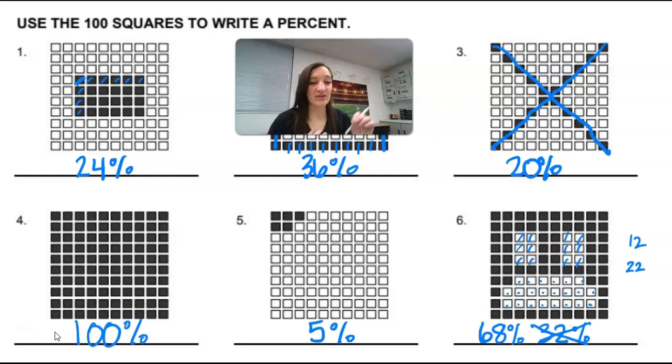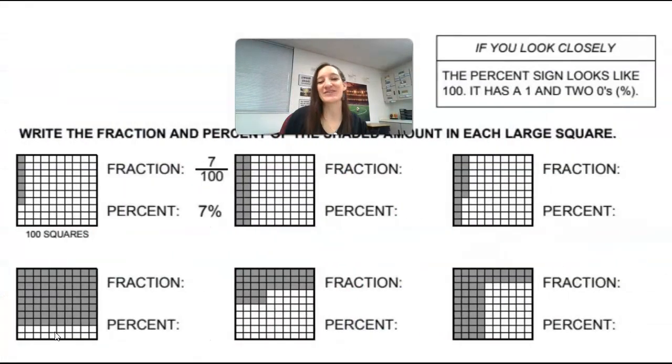What I did is I counted the white ones and I wrote that down. And then I was like, hold on, just kidding. I'm looking for the black. So then I did 100 minus 32, and that's where I got 68%. That's what percents are. They are just a part over 100.